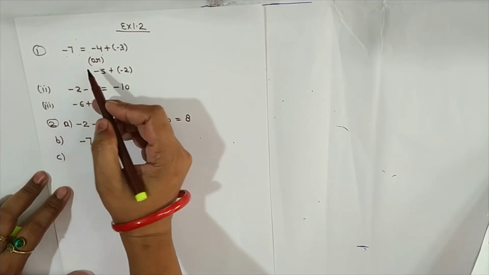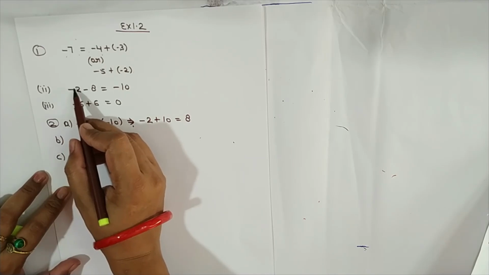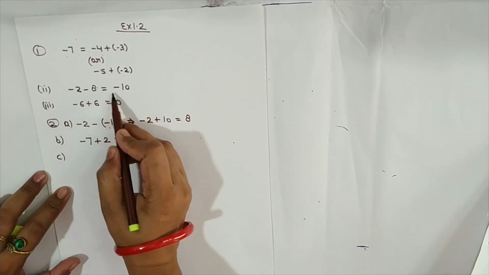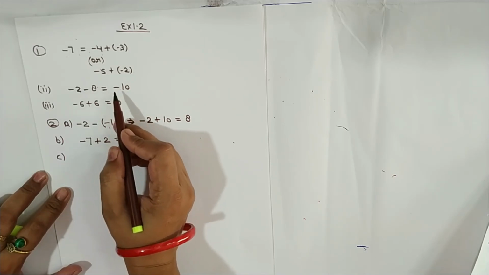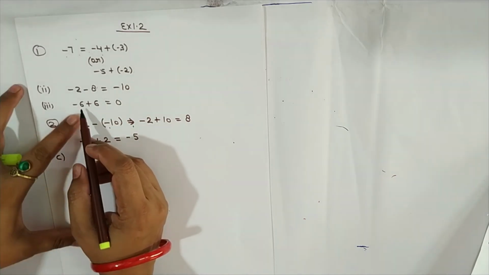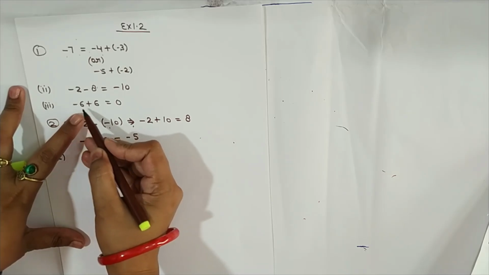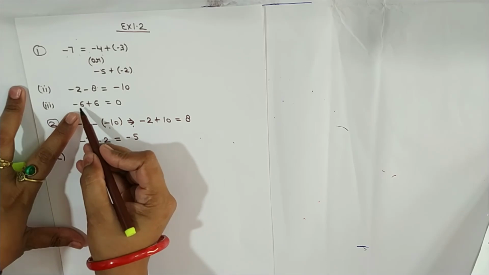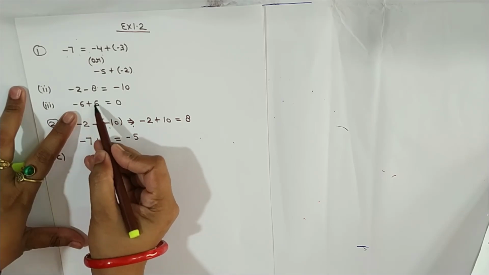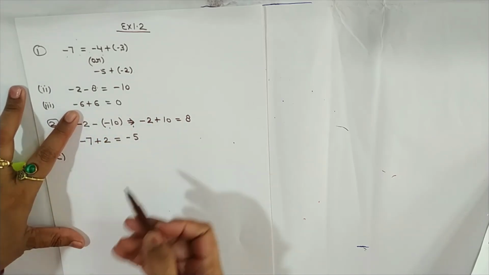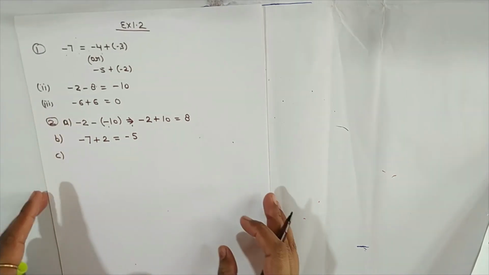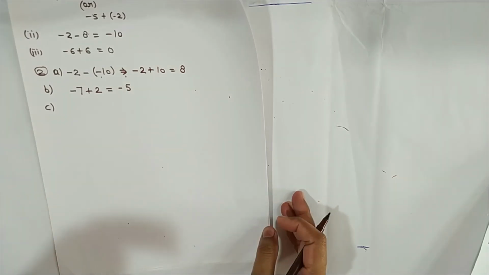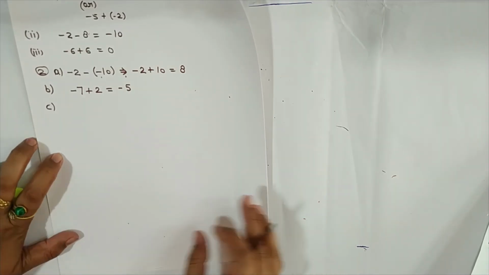Now, move on to the next question. Difference is -10. So this is -2 and -8. So 8 plus 2, 10 with minus sign. Now sum is 0. For this you have to take one positive value and one negative value of the same number. So -6 plus 6 is equal to 0, or you can choose any other number. Suppose 7 minus 7 is equal to 0. -10 plus 10 is equal to 0.